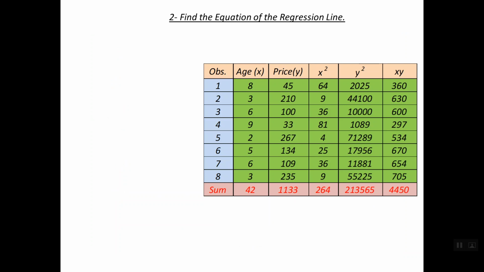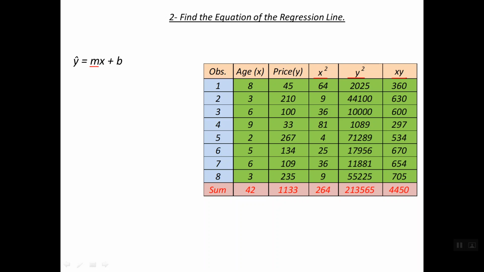We need now to find the equation of the regression line. So we need to have the new column for x squared and y squared and x times y, and have the sum of all these columns. This is the general formula for the equation of the straight regression line. The predicted value, which is y, is equal to m multiplied by x plus b.